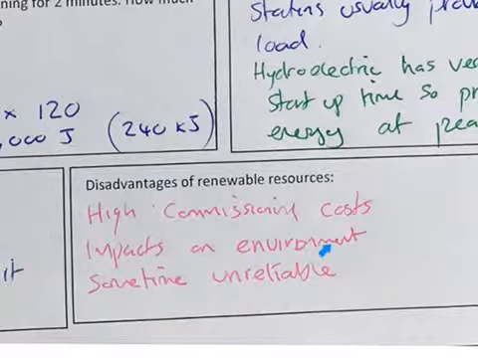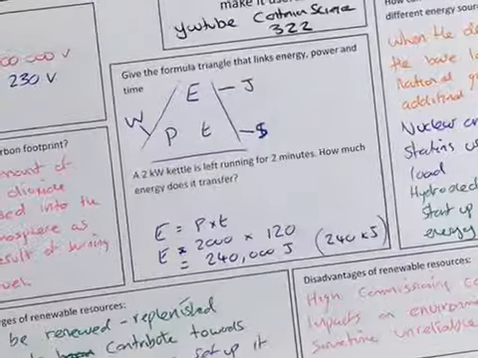It also impacts the environment. So things like hydroelectric is going to damage the wildlife that's living in that area. Sometimes it's visual pollution as well. People don't like looking at massive turbines on a countryside hill. Same as solar panels, they can be quite ugly on the top of roofs. So it does impact the environment. And sometimes they're unreliable. So you get things like solar panels and wind turbines. Well, if it's not windy, you don't get power. If it's not sunny, you don't get energy. So that's the disadvantages of renewables.